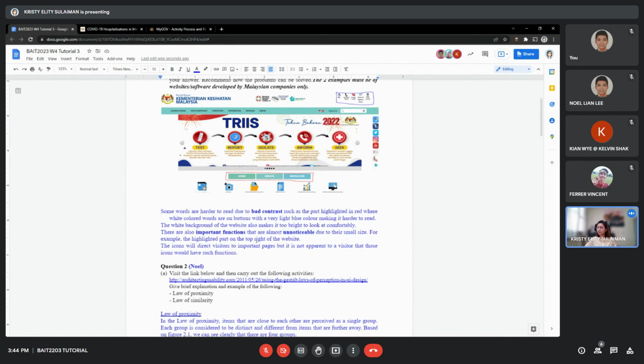Icons will direct visitors to important pages, but it is not apparent to a visitor that those icons would have such a function. So visitors will not know that these icons will give you more information about the things stated here. Am I correct, Calvin? Is that what you want to say here? Okay.